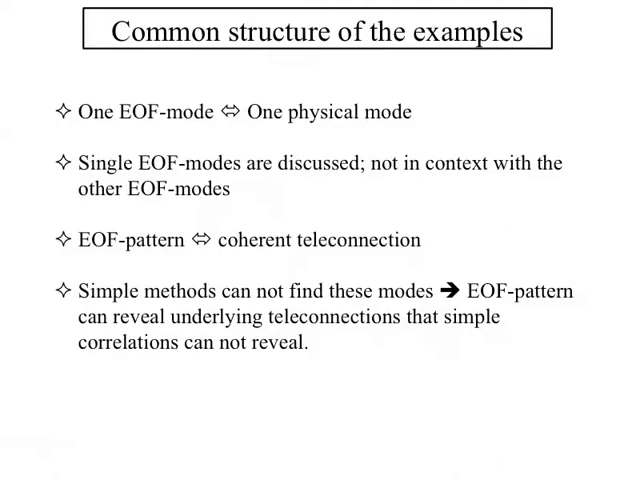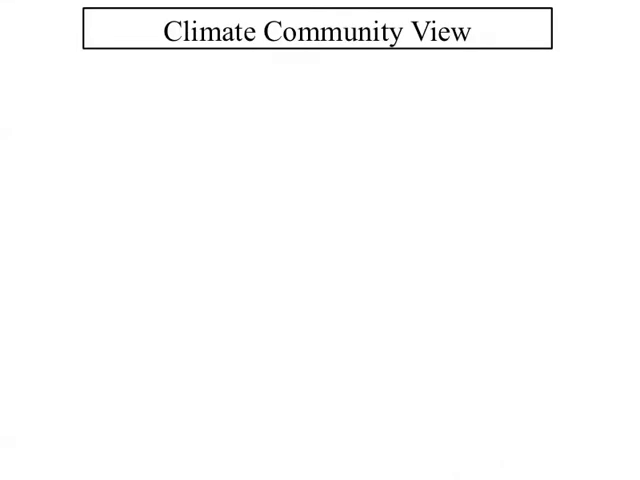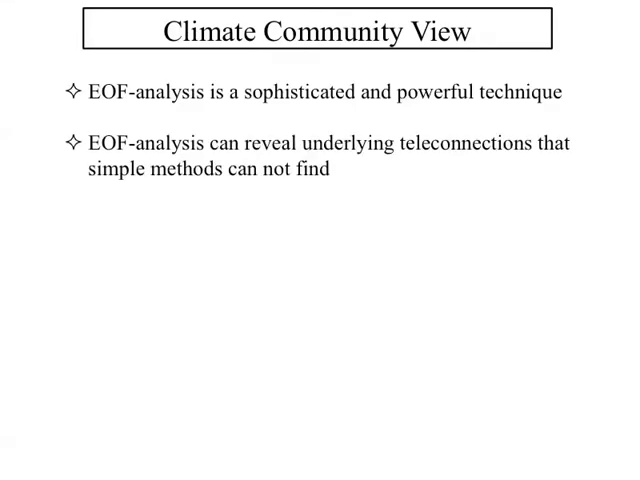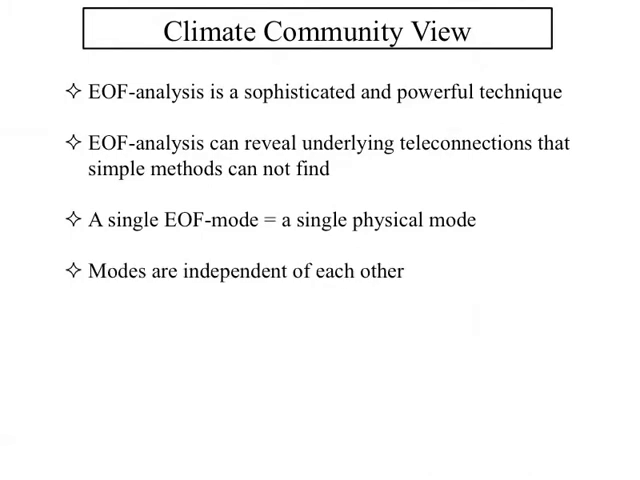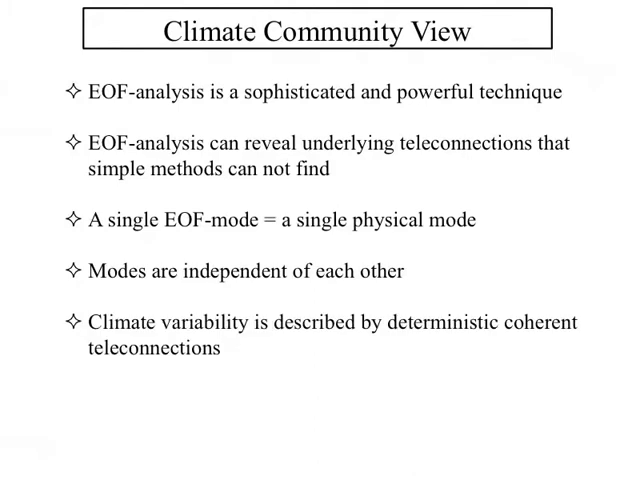They take one mode, define it, like EOF1 in the Pacific is ENSO, and EOF2 is El Nino Modoki. So they have this view that each of these modes represents a different entity, a different mechanism, a different physical mode. And this is somewhat a deterministic view. Right? They have somewhat the idea that climate variability can be described with deterministic coherent teleconnections. So you have one structure, and that has a certain equation, and that goes up and down. It's a very deterministic view on climate variability. So I call this the deterministic mode view. So this is the first part of this lecture that we talk about.